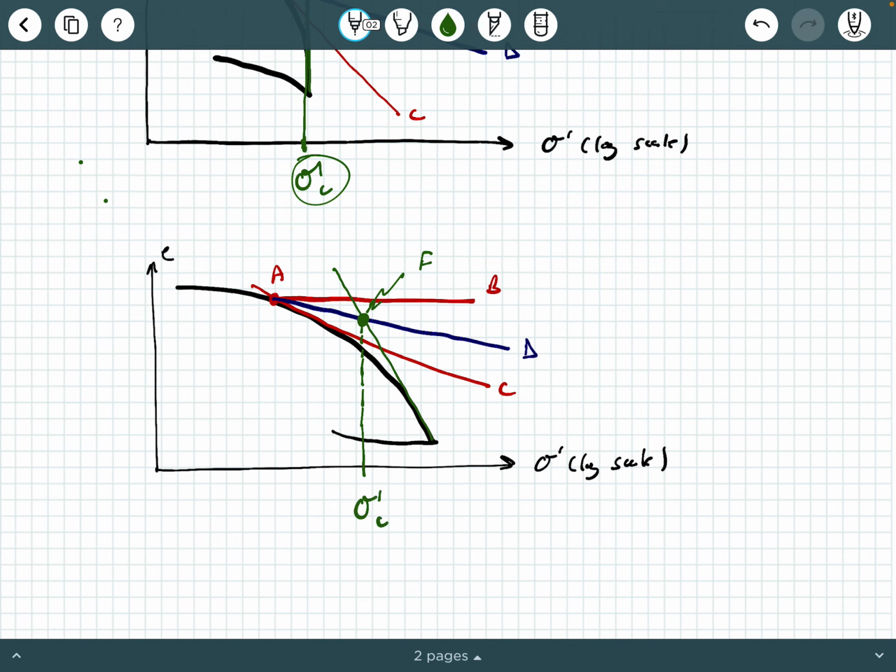So the shape of your data is really going to determine how you project these lines, but nevertheless, you follow these five steps every single time. So this point right here is sigma prime C. Okay, and that concludes this video.